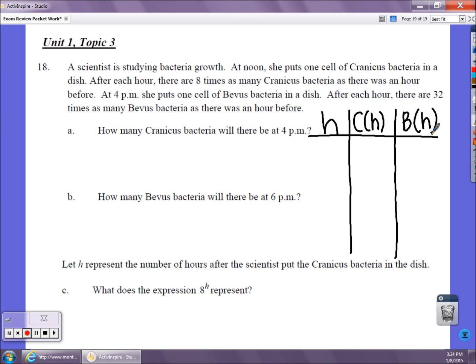Okay, how many Cranicus bacteria will there be at 4 p.m.? So let's start at noon. And we started with 1 cell at noon. Okay, and we're increasing by the hour. So at 1 o'clock, and we're increasing by 8 times. So after each hour, there's 8 times. So I'm going to multiply times 8.